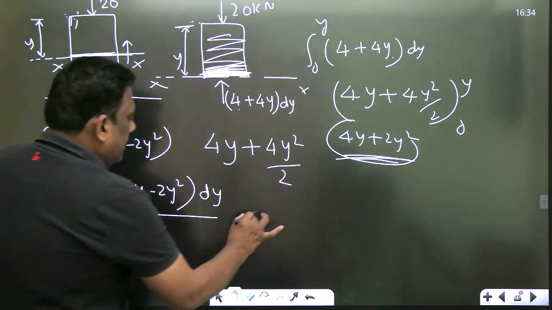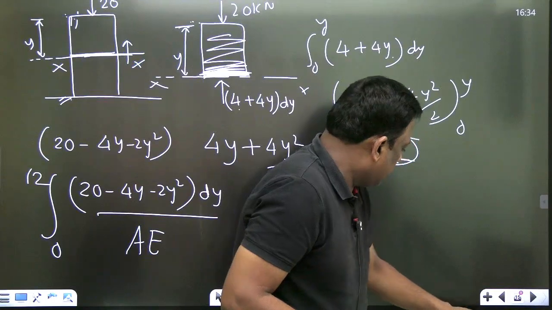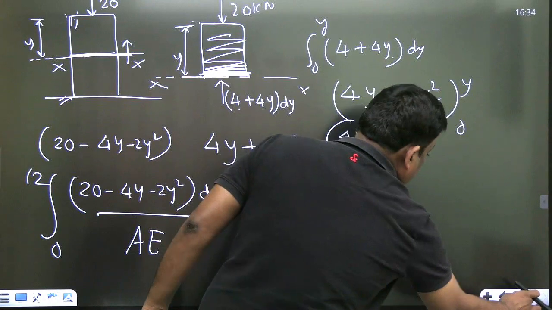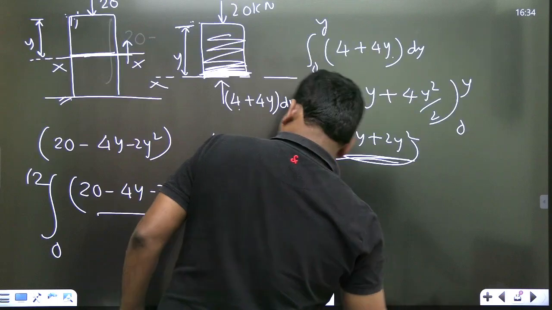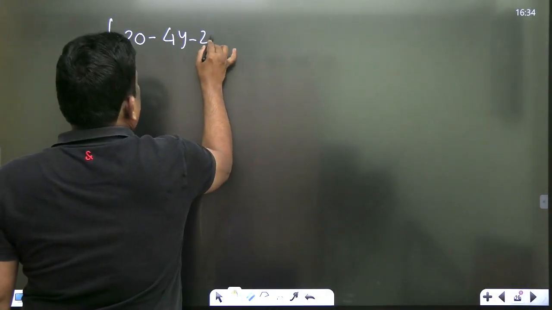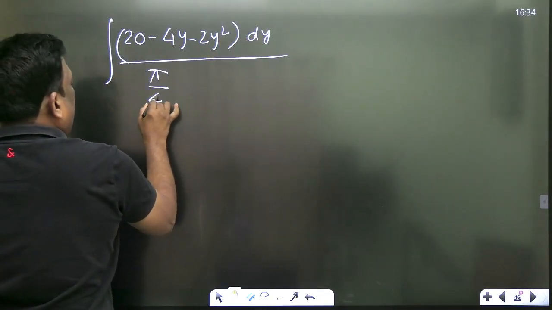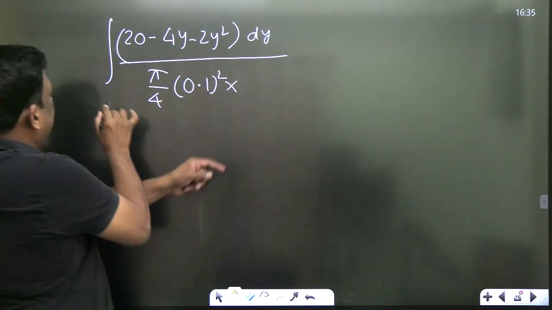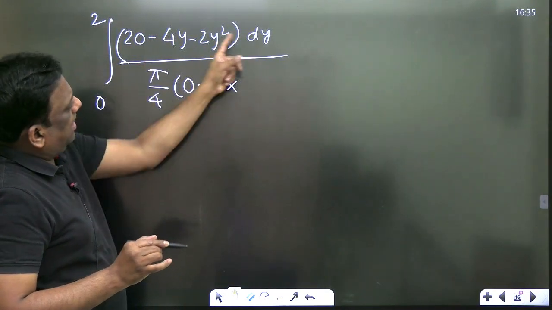अब देखो, now you know the area. What is the area sir? It is 100 mm दिया है. Integral 20 minus 4y 2y square, into dy by area, pi by 4, the diameter is 100 mm, d square. I am taking in meter because already this 0 to 2 is in meter, तो ये भी per meter था, so I have taken all in meter.